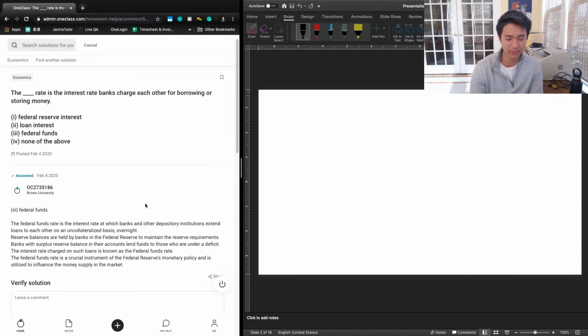Okay, let's take a look at the previous year's answers. So previous year says the federal funds rate as well. And they say that the federal funds rate is the interest at which banks and other depository institutions extend loans to each other on an uncollateralized basis overnight. Reserve balances are held by banks and the Federal Reserve to maintain their reserve requirements. Banks with surplus reserve balance in their accounts lend funds to those who are under a deficit. The interest rate charged on such loans is known as the federal funds rate.